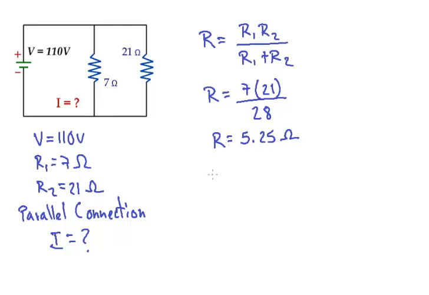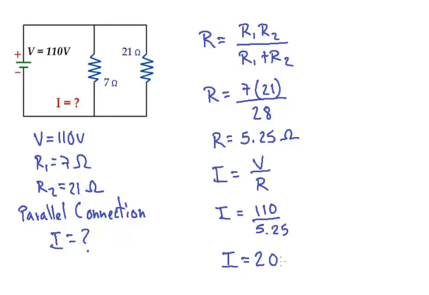Now I can use it to find the current. Current is the voltage divided by the resistance of the circuit. So the current will be 110 divided by 5.25. The current in this case would be 20.9524 amperes. And that's it.